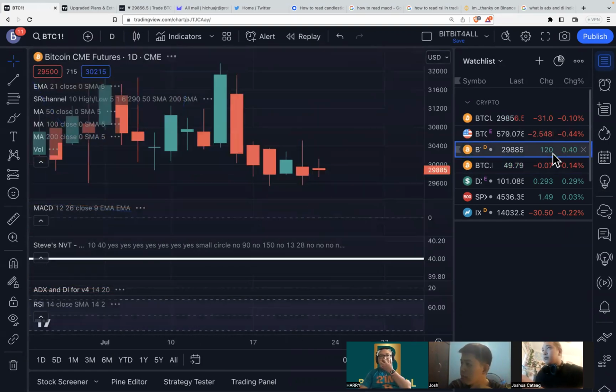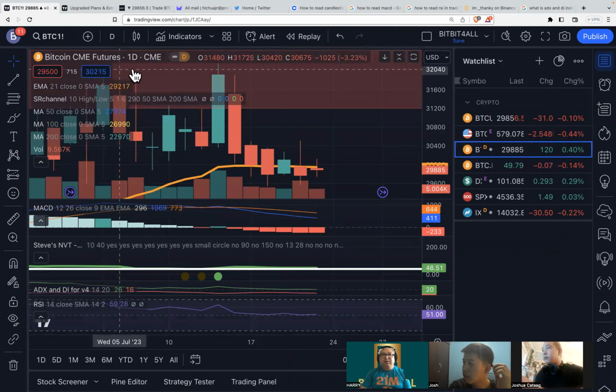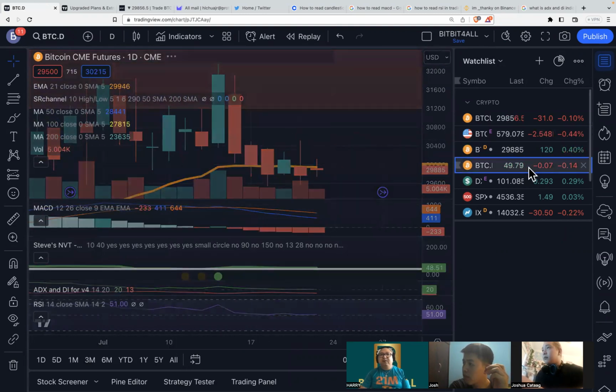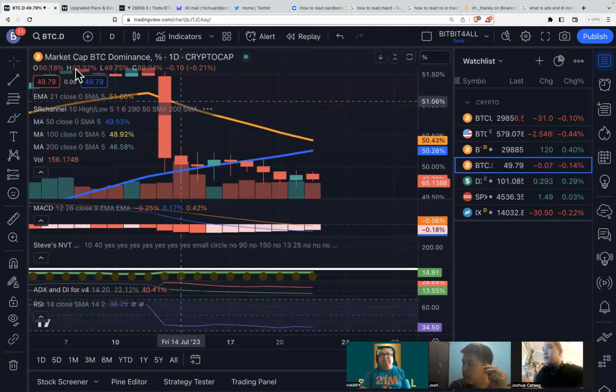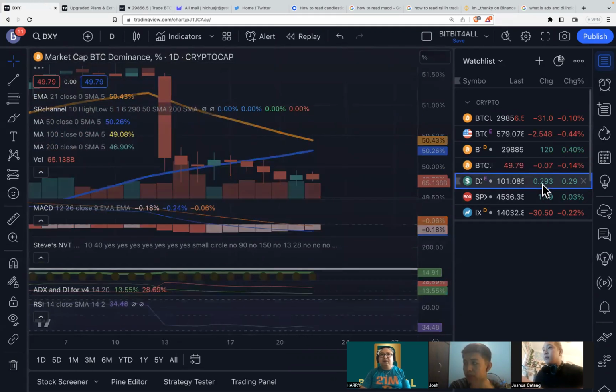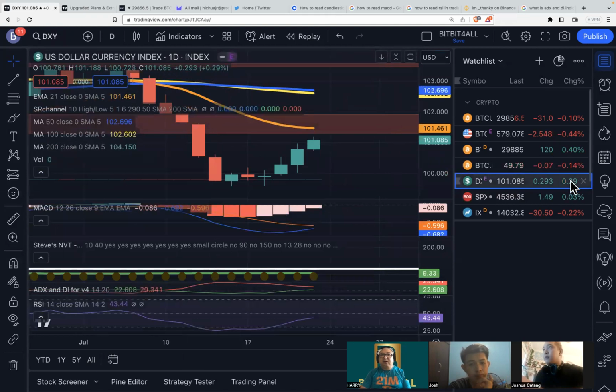Tapos meron din akong Bitcoin CME futures. Then meron akong market cap, BTC dominance. Okay. And then US dollar currency index. So ano yung, bakit importante yung US dollar currency index?